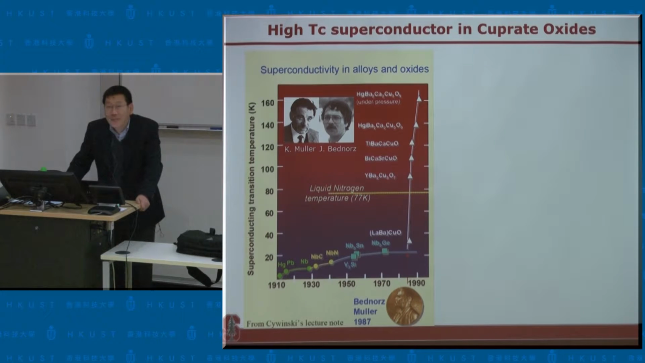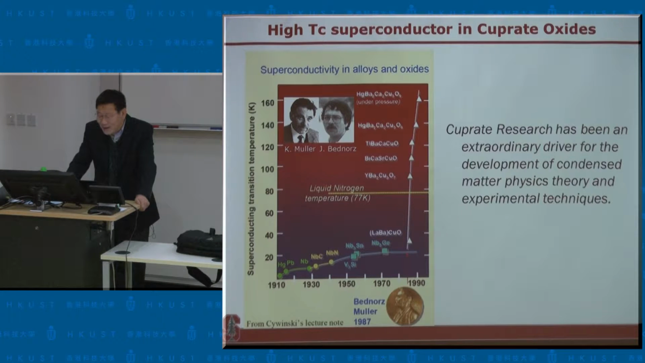Cuprate superconductivity was discovered in 1986, and the Nobel Prize was given in '87, as we know. It's one of the few very fast cases, and you can see the significance it was recognized to have. So cuprates have done many things. One of them is that it's an extraordinary driver for the development of condensed matter physics, both theory and experimental tools. What I'm going to talk to you about today is one of the experimental tools impacted by the goal of studying superconductivity in cuprates.